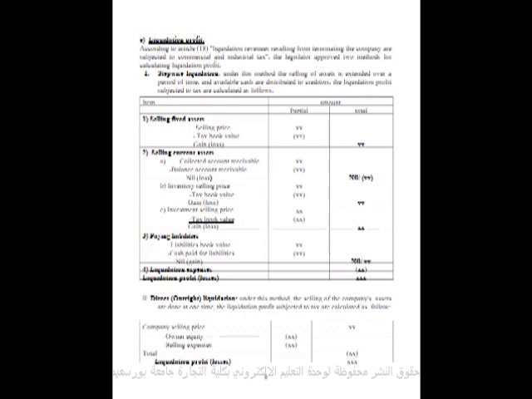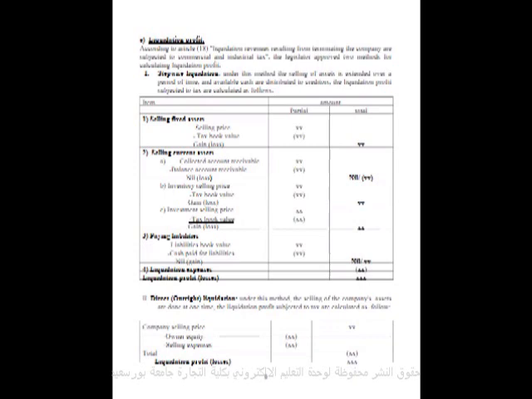The first one is the stepwise liquidation. How to calculate the stepwise liquidation? It is a process starting with the selling of fixed assets. We have two numbers, the selling price minus the tax book value. What is the meaning of the tax book value? It means calculating the book value according to the methods and the rules of the tax. The difference is either gain or loss.